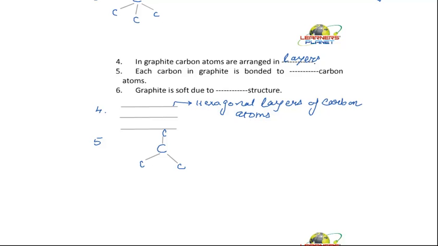So this particular carbon atom which is present at the center is linked to how many carbon atoms? 1, 2 and 3. So what would be its answer? It should be 3. Now this next question is, graphite is soft due to dash structure. Why is it soft? Because of this layered structure. This graphite is soft.